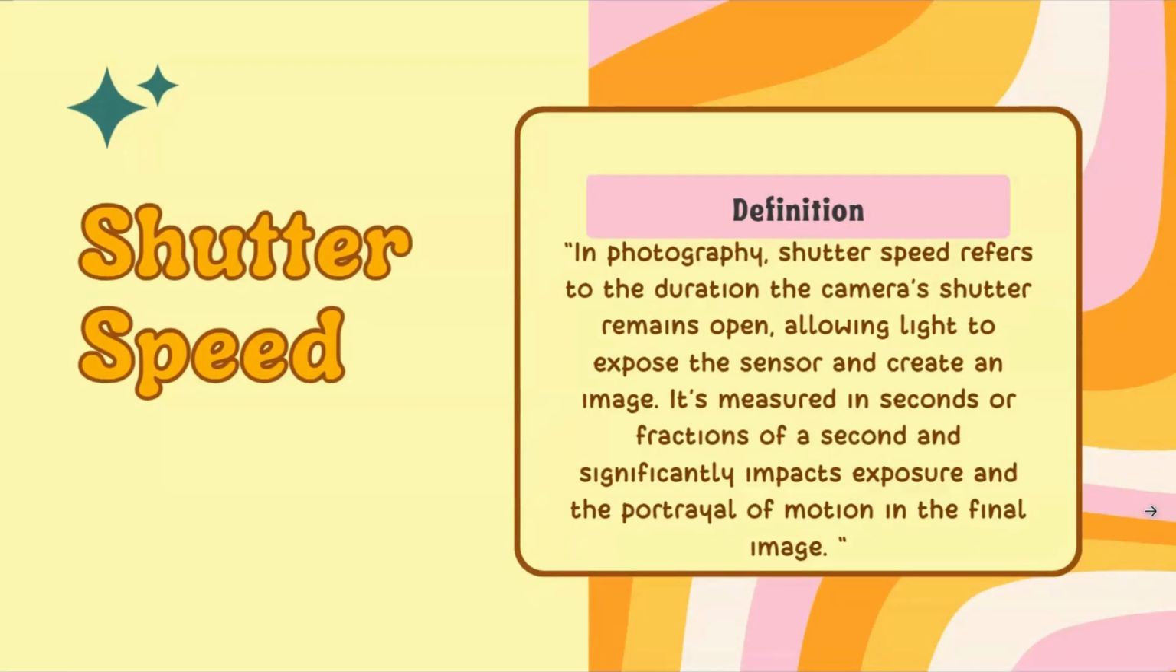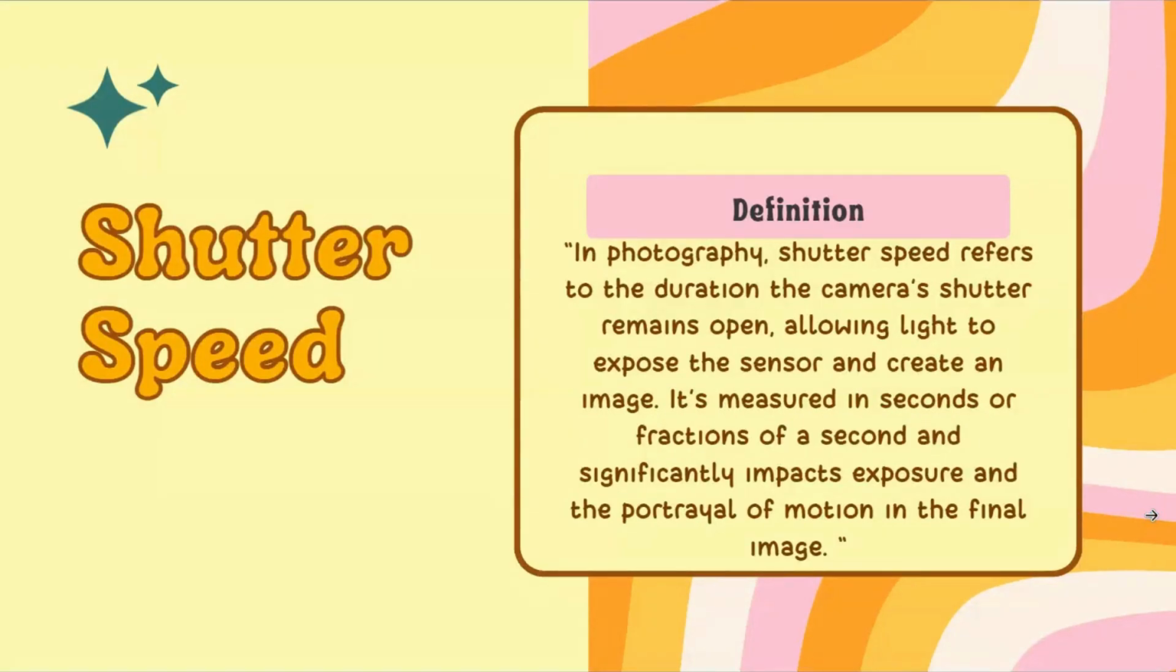The shutter speed is what you would control to adjust the exposure time. So in photography, the shutter speed refers to the duration the camera's shutter remains open, allowing light to expose the sensor and create an image. It's measured in seconds or fractions of a second, and significantly impacts exposure and portrayal of motion in the final image.